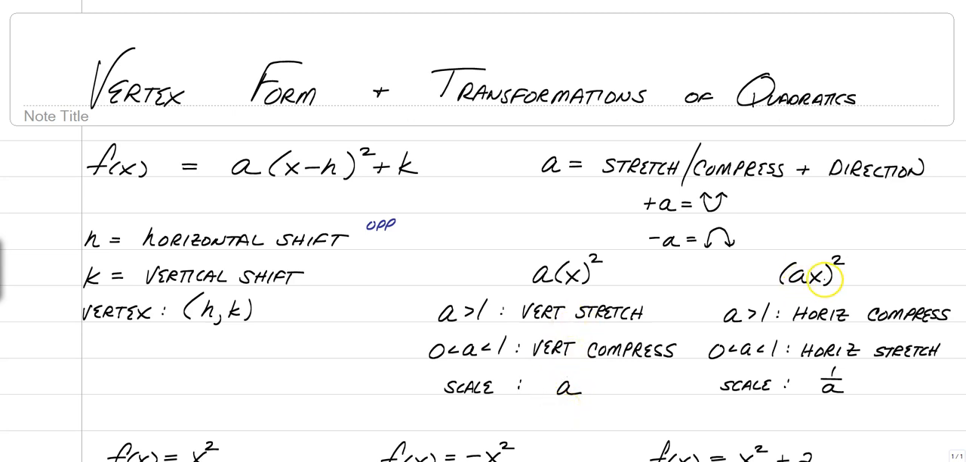Now, if A is inside, funnier things are going to happen because the A value is first going to be multiplied to the x, and then it's going to be squared. So that's going to do all sorts of different things. So it's a little bit opposite. If A is bigger than 1, it's actually going to compress it horizontally, or towards the y-axis. And same thing if it's a fraction, it's actually going to stretch it horizontally. And the scale is the reciprocal of A. Okay, so it's going to make a lot more sense once we go through some examples, so let's go do that.